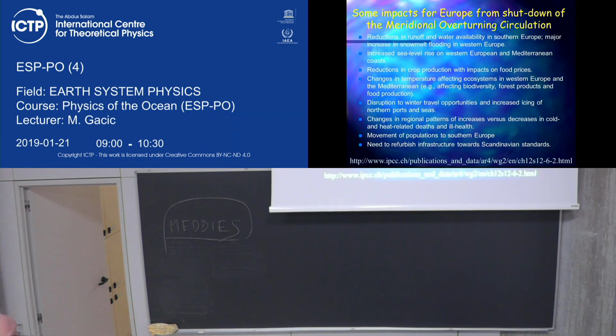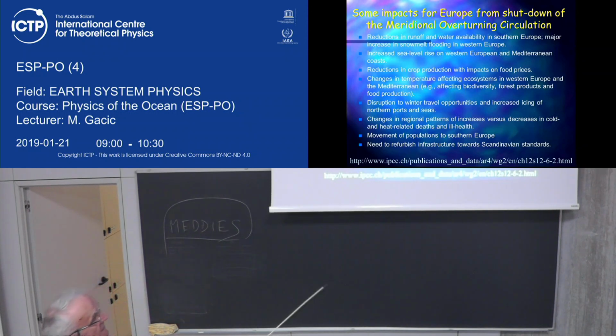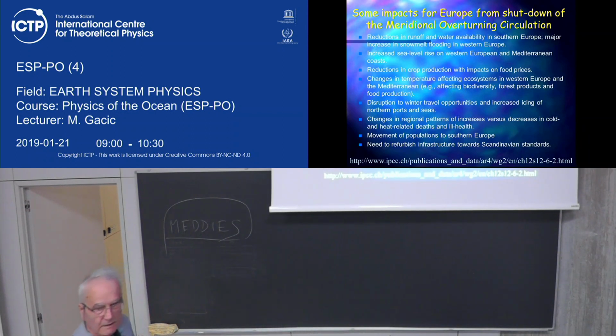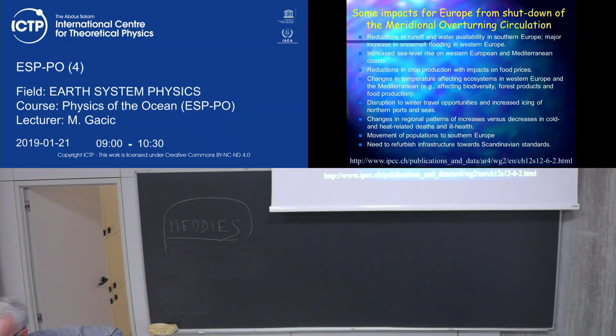Changes in temperature affecting ecosystems in Western Europe and the Mediterranean, like affecting biodiversity, forest products, and food production. Disruption to travel opportunities, increased icing in the northern ports and seas. This is very important, because that means that maritime traffic will suffer a lot. Changes in the regional pattern of increase versus decrease of cold and heat related deaths and illnesses. Movement of population to southern Europe, everybody will be coming here. Need to refurbish infrastructure towards Scandinavian standards and so forth.